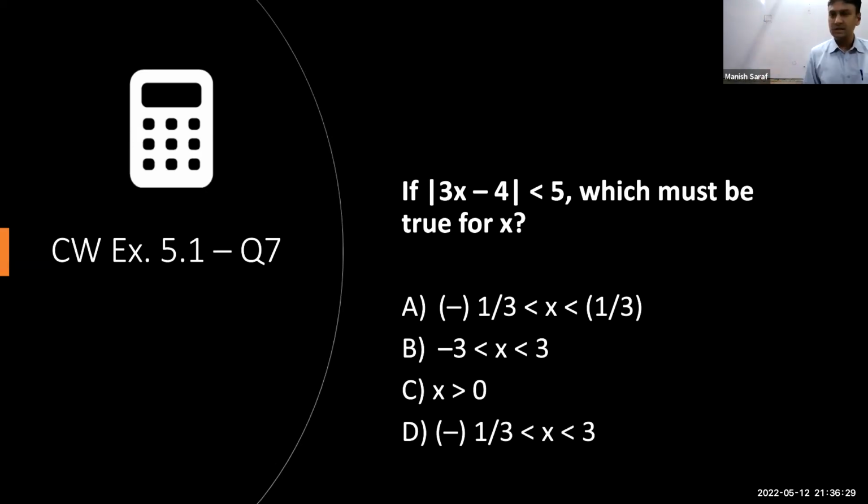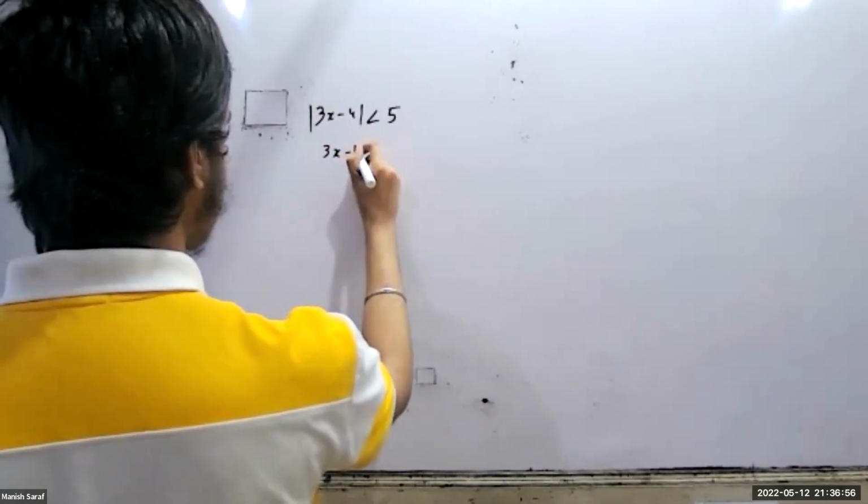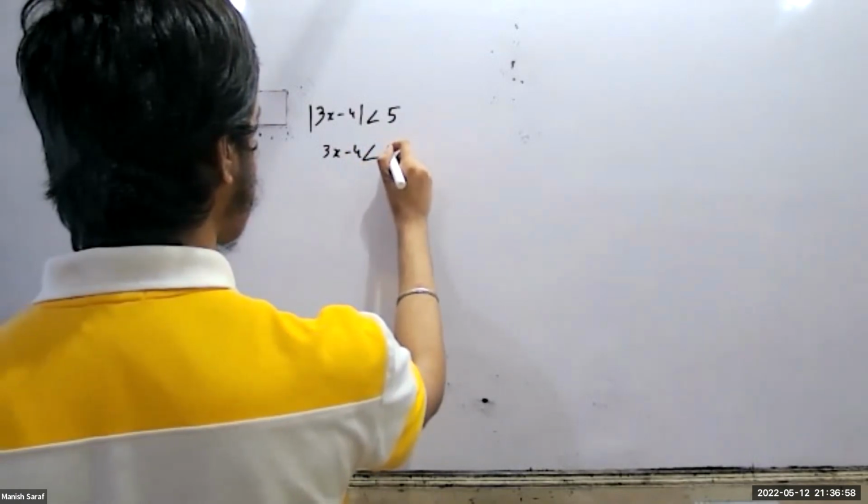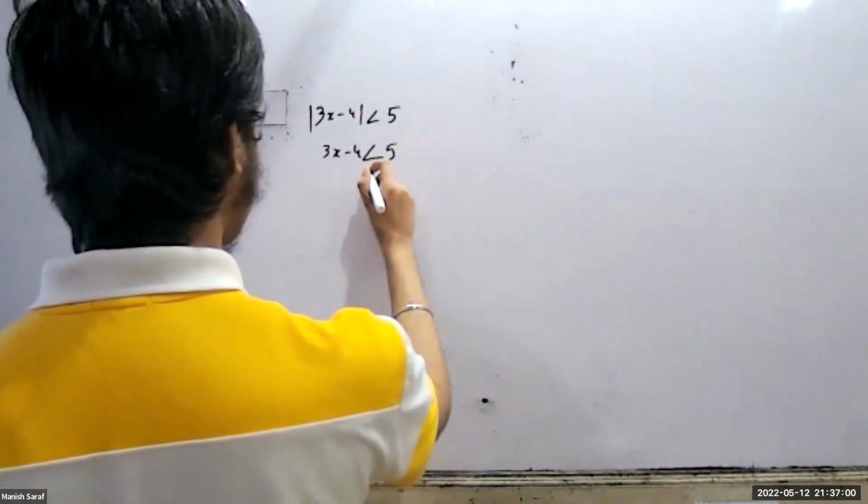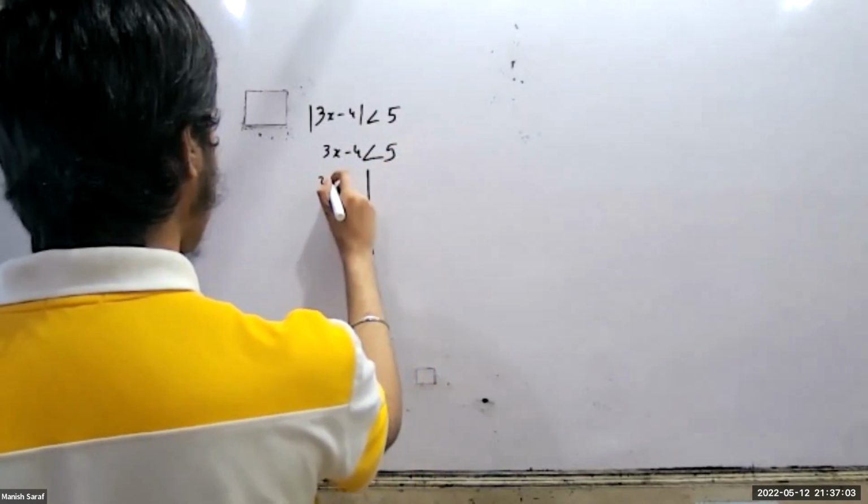solve करो यहाँ पे ये क्वेश्चन यहाँ पे. पेन लो, बोर्ड पे सॉल्व करो. Mod of 3x minus 4 is less than 5. So, do it. 3x minus 4 less than 5. So, let's divide the space. एक लाइन खींच दो पहले. ये mod लगाओ फिर.